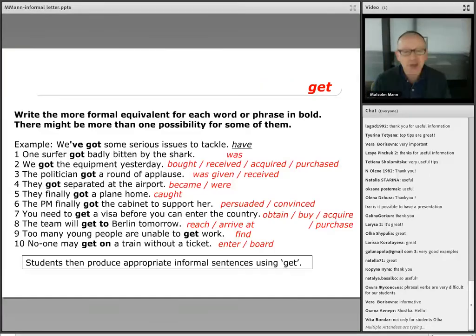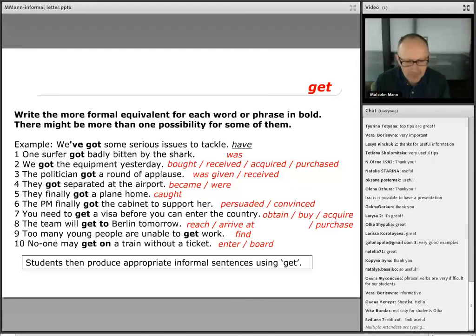And of course, there are a huge number of different meanings of get: be, buy, receive, acquire, purchase, give, become, catch, persuade, convince. You can see them all here. You can look at this later.